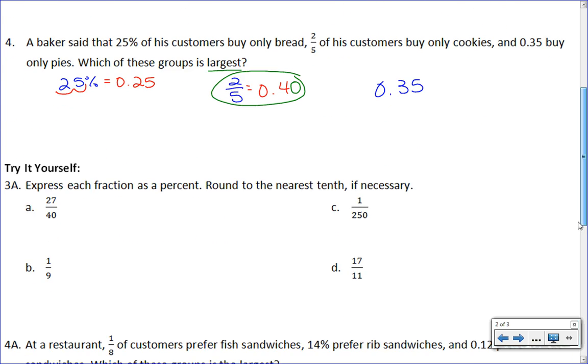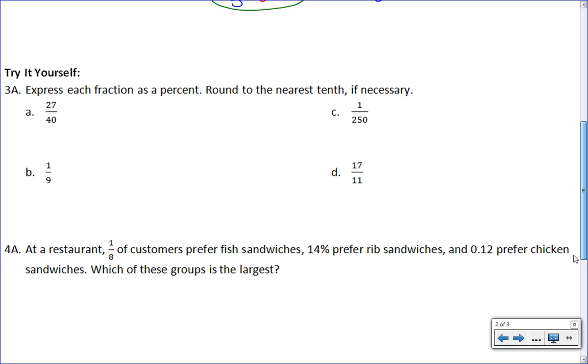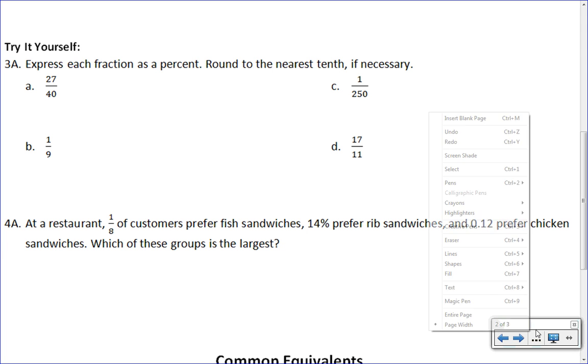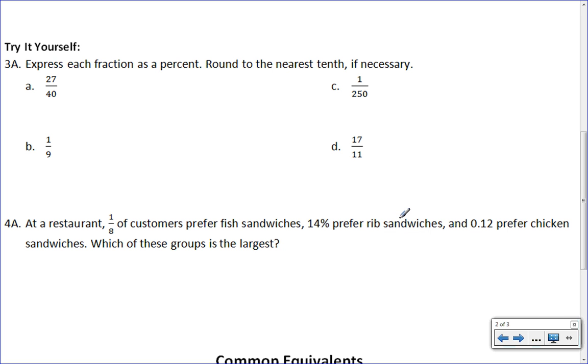Okay, and again, there are 2 sets of try-it-yourself problems for you to attempt on your own. So go ahead and pause the video, work through those problems, make sure you show work, and then when you're ready to check your answers, go ahead and unpause the video and check what you did.